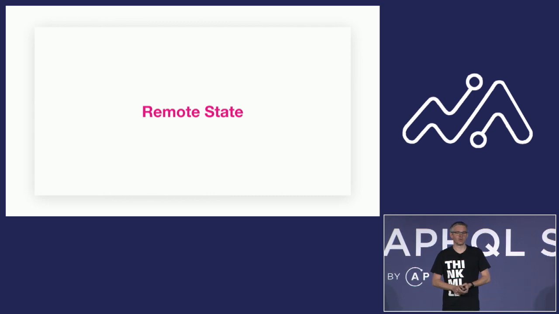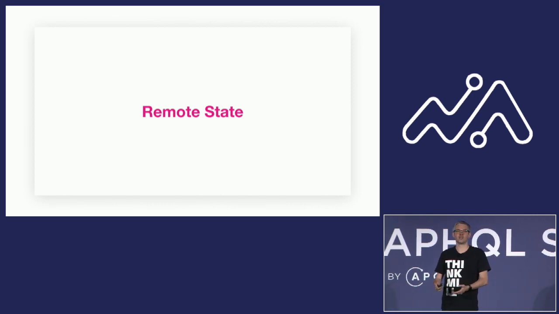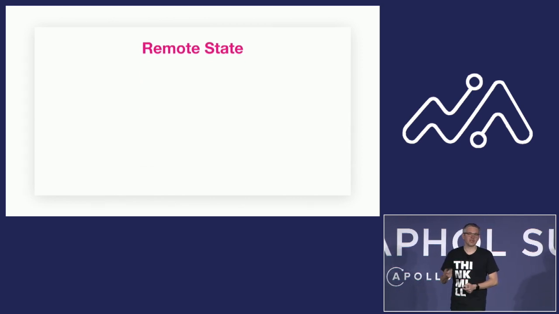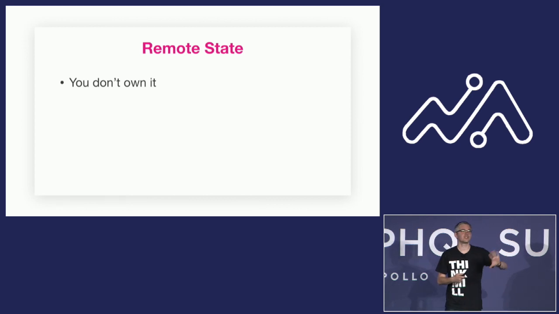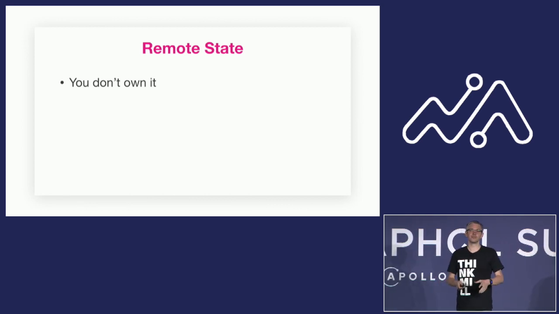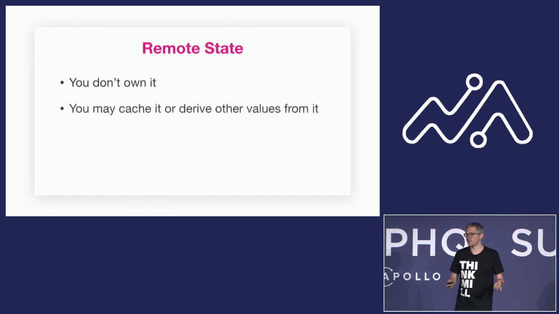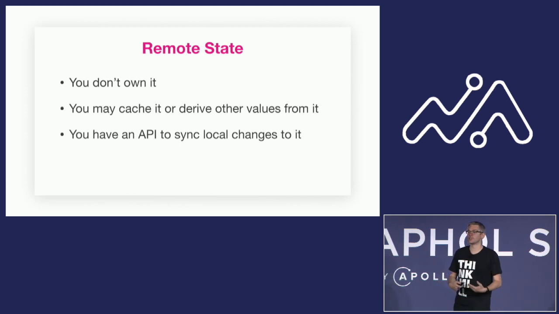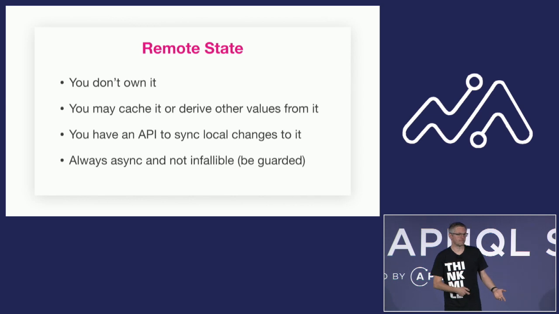Now, you might be wondering why is remote state different to shared state? A lot of the things that I described about shared state probably sound like ways that you'd be using remote state in your app. So here's the difference. Remote state basically plays by some different rules, and the first is that you don't own it on the UI. It's actually stored somewhere else. The source of truth for that state is a server. You might cache it, and you might derive other values from it, and you also have an API to sync your local changes back to it. But it's always async. And it's not infallible.